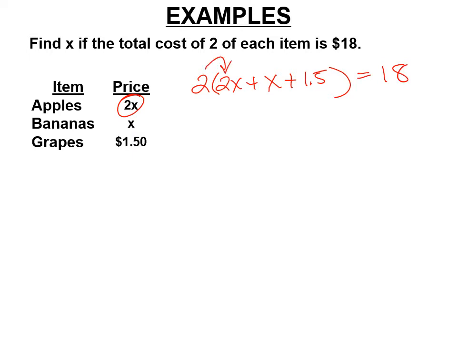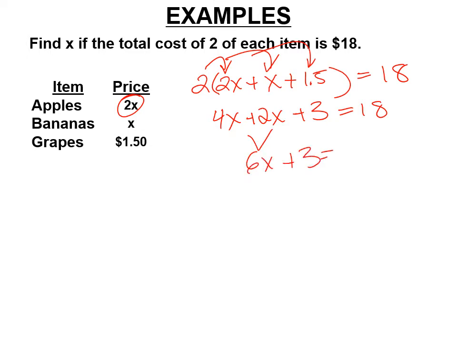Again, you could combine your like terms first or distribute. 2 times 2x is 4x. 2 times x is 2x. 2 times $1.50 is $3. And so that's 18. Combine your like terms. 6x plus 3 equals 18. Subtract 3 from both sides. 6x equals 15. Is that right? Just want to make sure I've got this right. And so divide both sides by 6.